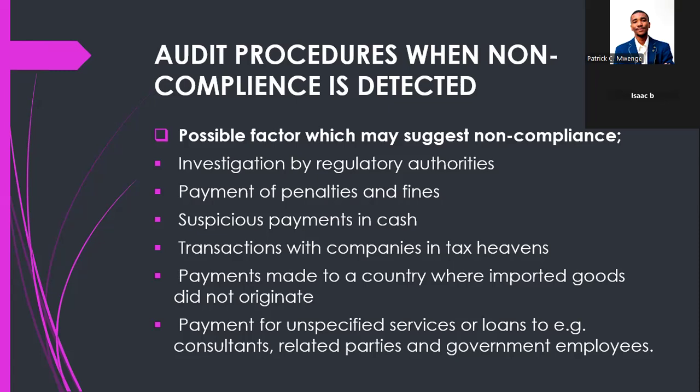Then suspicious payments in cash. This simply means maybe there's some corruption happening somewhere. If you're dealing with government personnel, then the government official asks for a token. In most cases, you don't pay via the bank, you pay them in cash. You go with the briefcase, then you give them. So if there are suspicious payments in cash for unknown or not well explained services, you can know that this client is non-compliant to the relevant rules and regulations.